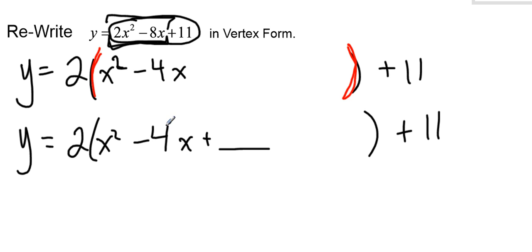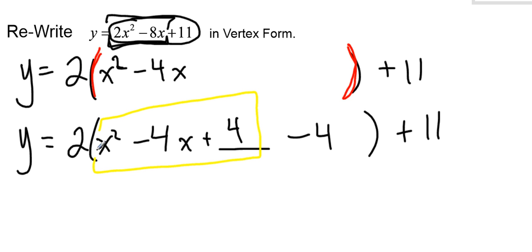So we've already seen this. Half of negative 4 is negative 2. Negative 2 squared is 4. And again, I know you're saying this already. If you add 4, you also have to subtract 4. So what we have is our perfect square trinomial right here. Beautiful. We'll factor that in a minute.